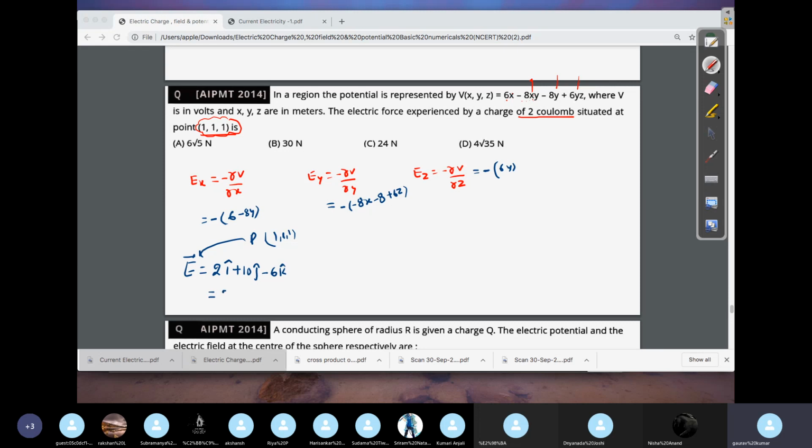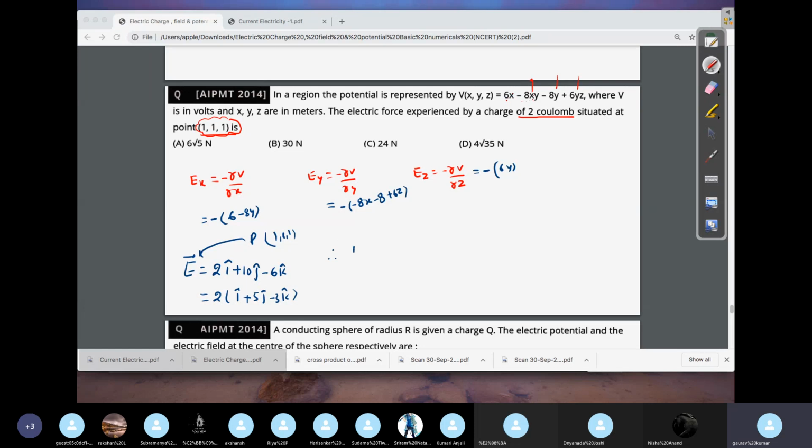You can take 2 common from it. Sorry, I should write i cap here. Sorry, this is a small mistake. So I'll write this as, I'll take 2 common from it. We'll get i cap plus 5j cap minus 3k cap.